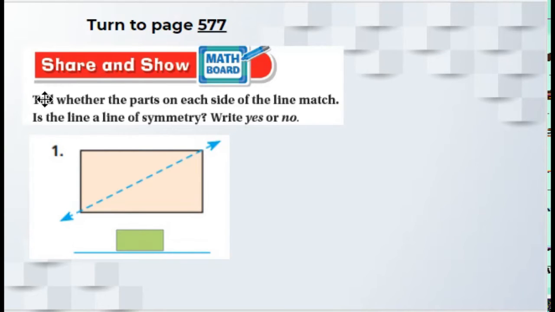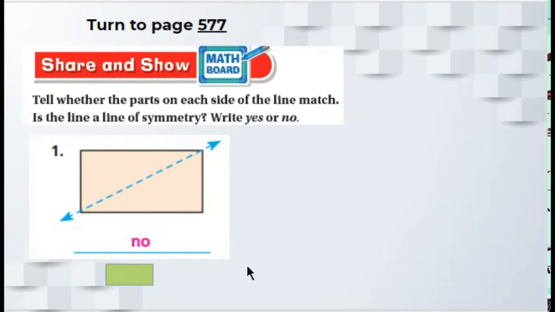So share and show. It says, tell whether the parts on each side of the line match. Is the line a line of symmetry? Write yes or no. Now, they already have a line drawn for us, and that's shown with this blue line. And they want us to say, if I were to flip the left side over to the right, would it match perfectly? Take your time to think, and go ahead and write your answer underneath number 1. And pause if you need more time, but let's see if you got it.